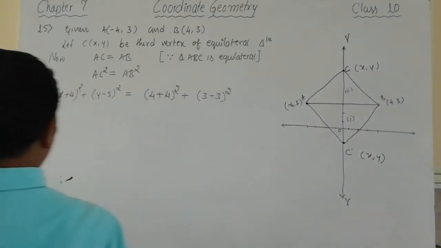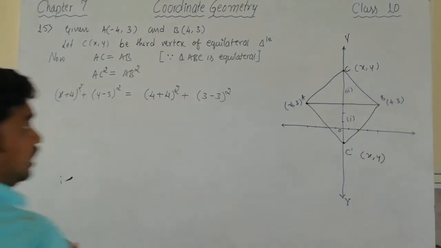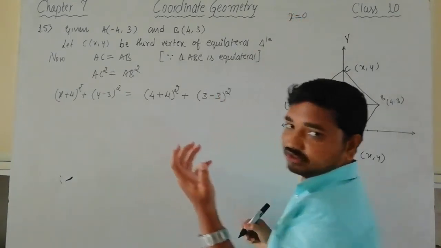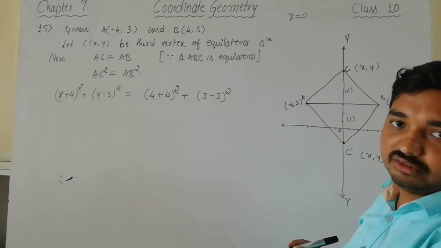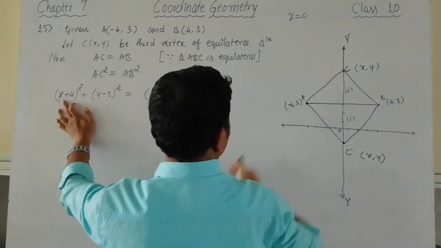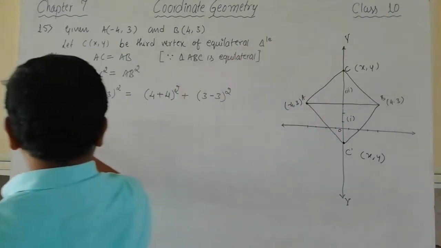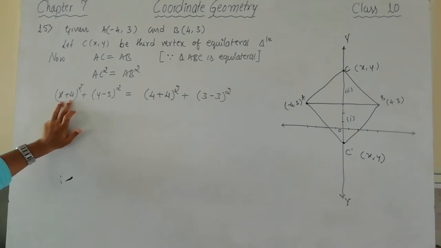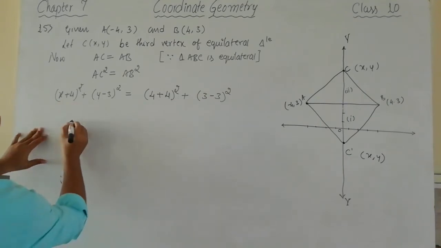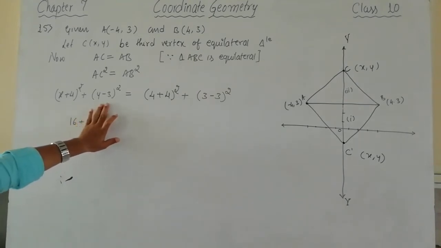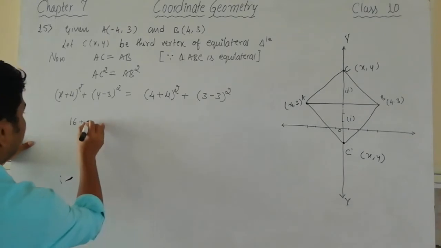Now the next thing: we know that x is equal to 0, so I am going to substitute x is equal to 0 here. If you put x is equal to 0, it will become 0 plus 4, which is just 4. 4 square means 16. And then plus (y minus 3) whole square, you need to expand this using the formula (a minus b) whole square.